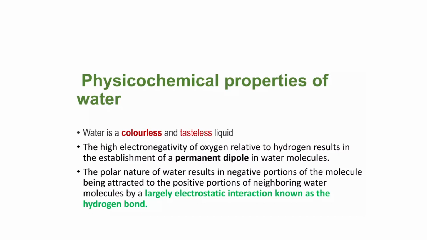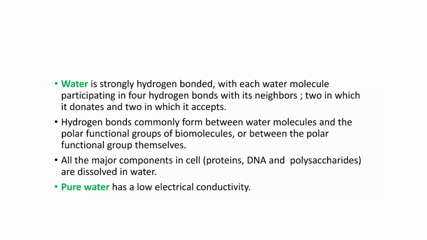So what are the physicochemical properties of water? Water is colorless and tasteless. The high electronegativity of oxygen relative to hydrogen results in the establishment of a permanent dipole in water molecules. The polar nature of water results in the negative portions of the molecules being attracted by the positive portions of neighboring water molecules. This occurs by means of electrostatic interactions, and it is called the hydrogen bond. Okay, so it is strongly hydrogen bonded.